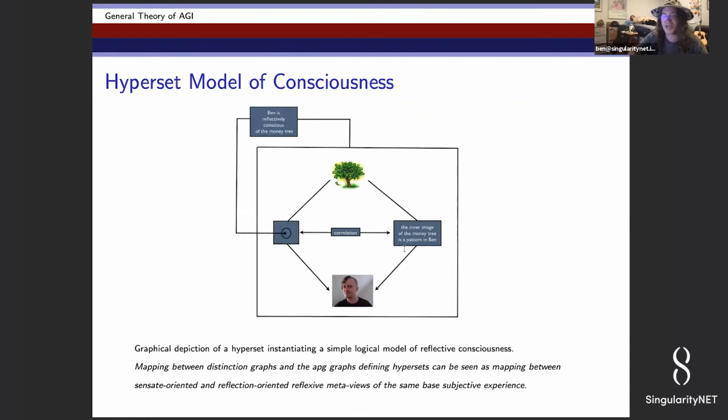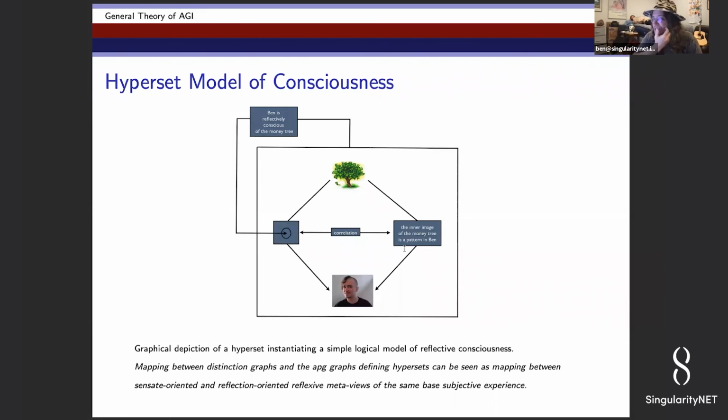one I'm drawing here. And I used this in a paper I wrote some years back to model things like self and consciousness. So you could say my reflective consciousness of this tree is the correlation of my reflective consciousness of the tree with the pattern representing that tree in my mind. So it never bottoms out, right?